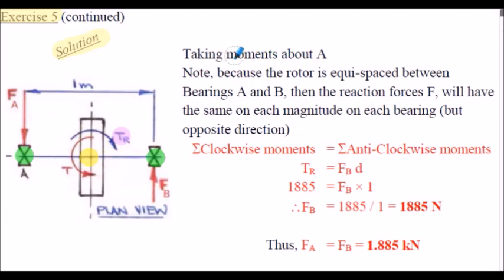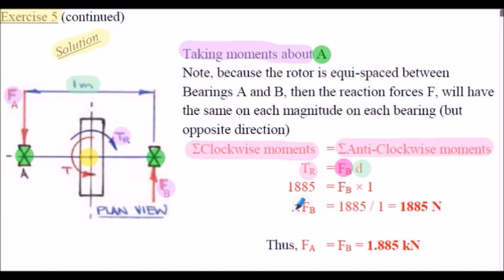To find the forces at the bearings, labelled FA and FB here, we simply take moments about, in this case, point A. So from our previous lecture on calculating reactions in beams, we use the equilibrium equation. Summation of all the clockwise moments is equal to summation of all the anti-clockwise moments about point A. So in this case, about point A, our clockwise moment would be TR, and our anti-clockwise moment would be the force at bearing B multiplied by the distance between the bearings, called D here.